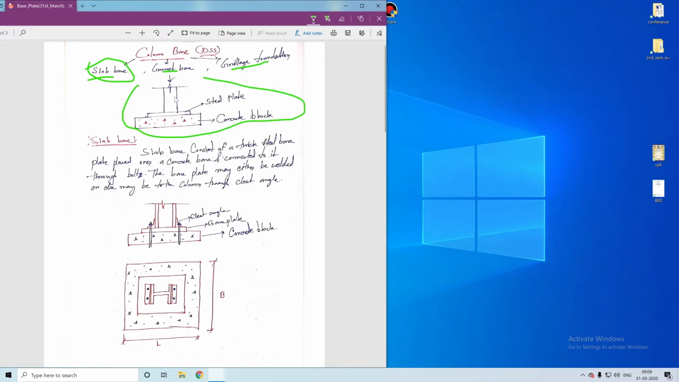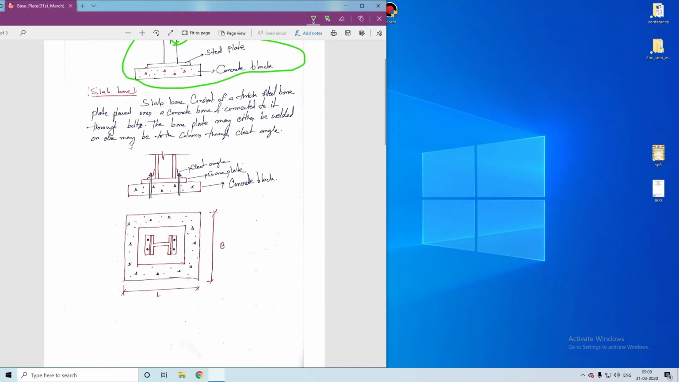We can see this is the I section. This is the column. Actually, this column is connected with this steel plate, and this steel plate is placed over the concrete block. Okay. The actual representation is like this.